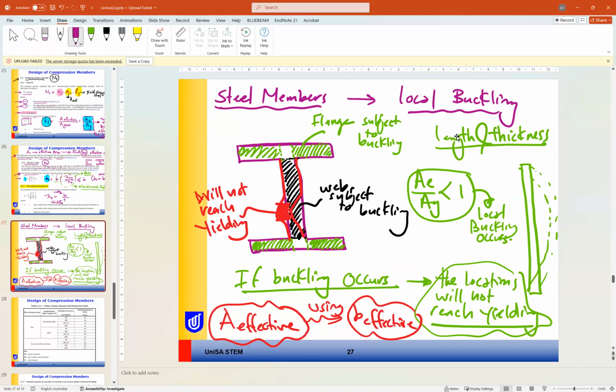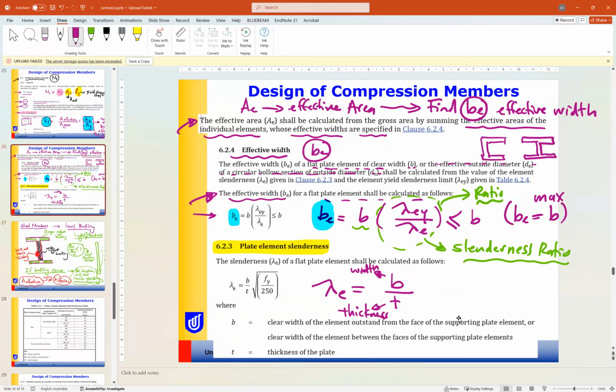As we discussed earlier, the width of the member and thickness control the local buckling. So this is reflected here in the formula. So lambda E equals B divided by T multiplied by F yield divided by 250. So this is our formula. If you know B and T and F yield of the steel, you can find lambda E. B is the clear width of the element outstand from the face of the supporting plate.